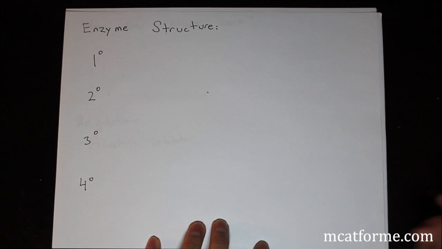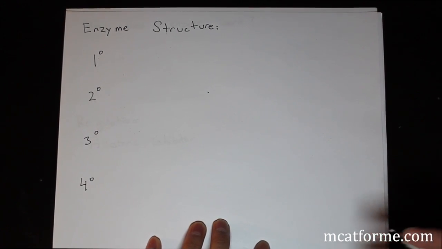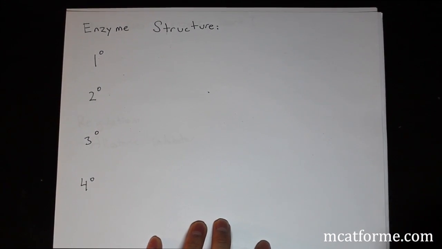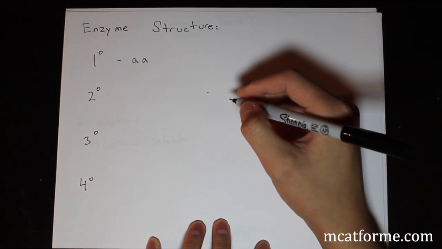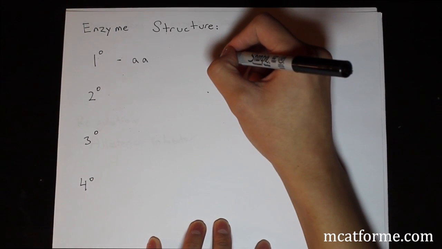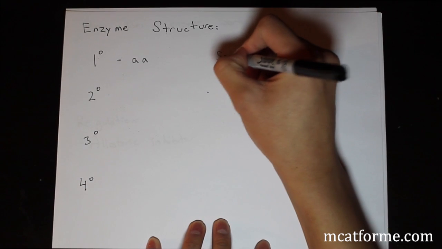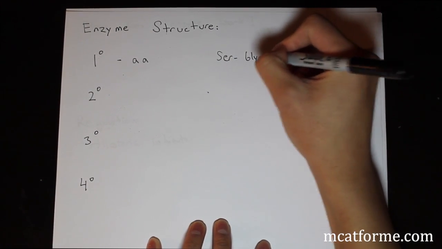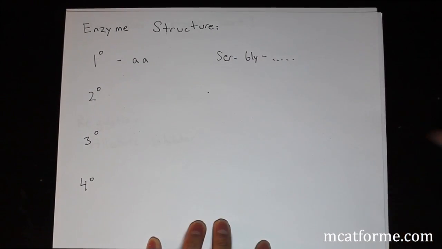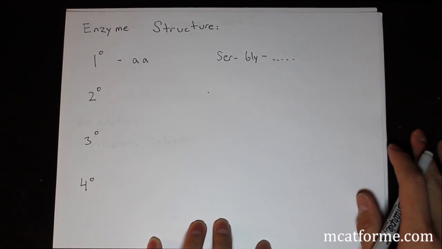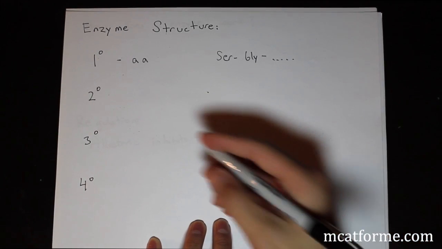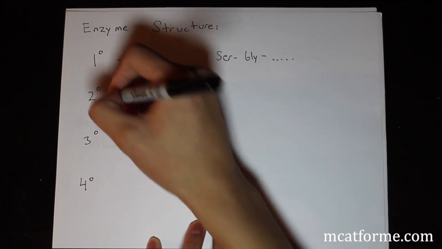Their structure is broken down into primary, secondary, tertiary, and quaternary. Primary is just based on your amino acid sequence. So say you had a serine, then a glycine, and so on, whatever it may be. The whole peptide chain, the whole amino acid chain, that would be your primary structure. So secondary, what would that be? Secondary is how it actually folds.